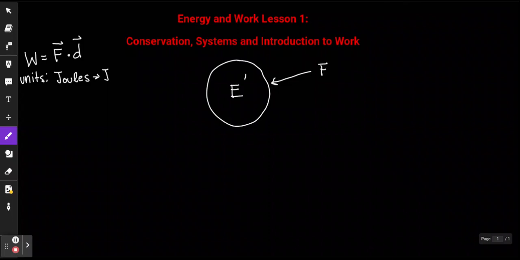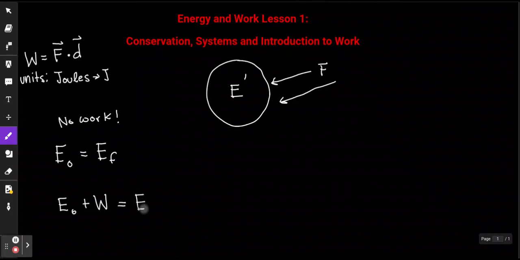So what I like to do for solving problems where there is a change in energy is that I always look at a before and after. I always denote before as E naught. I know that E naught is always equal to E final when there is no work. If there is work, I know that I start off with E naught, and then I have this force acting on it, adding or taking away energy, which goes into our work. And when you add all of those together, we get our final energy of the system.